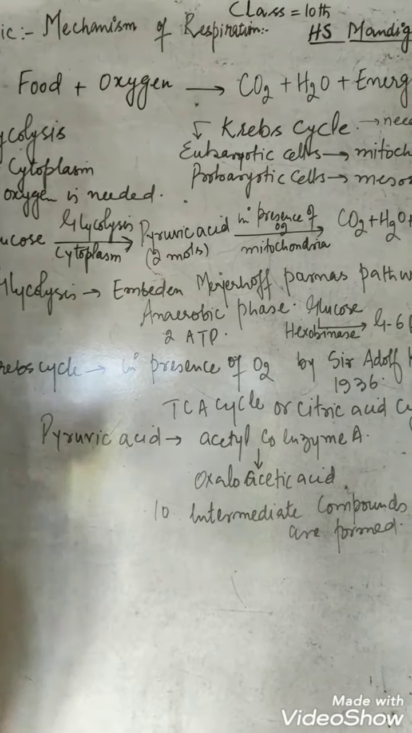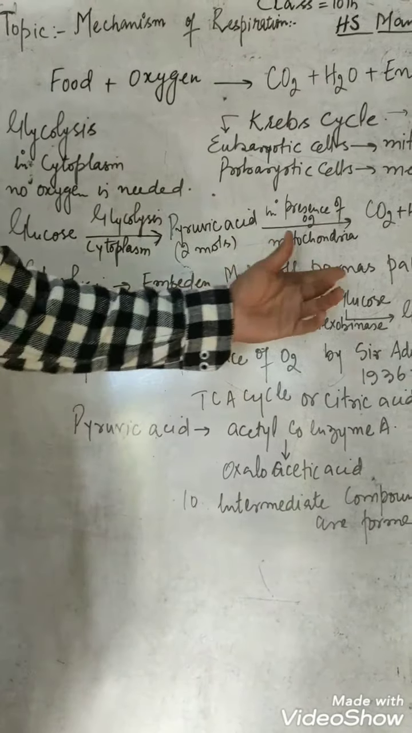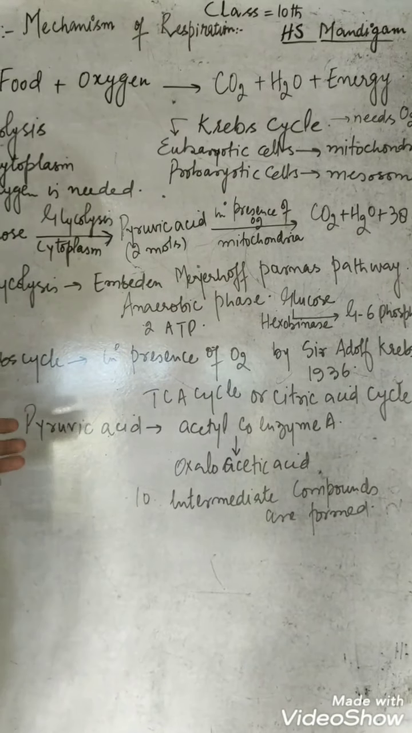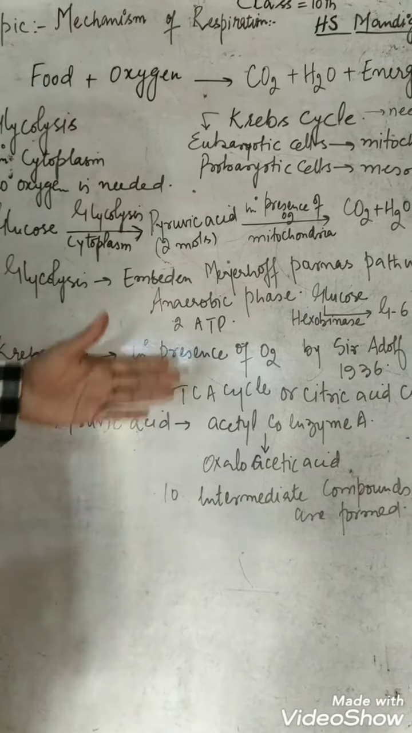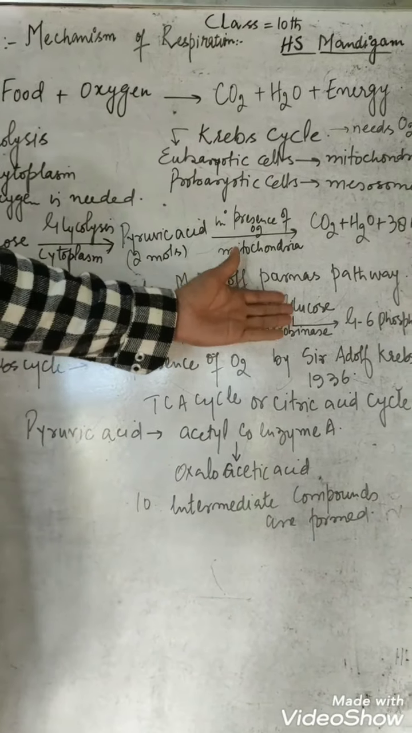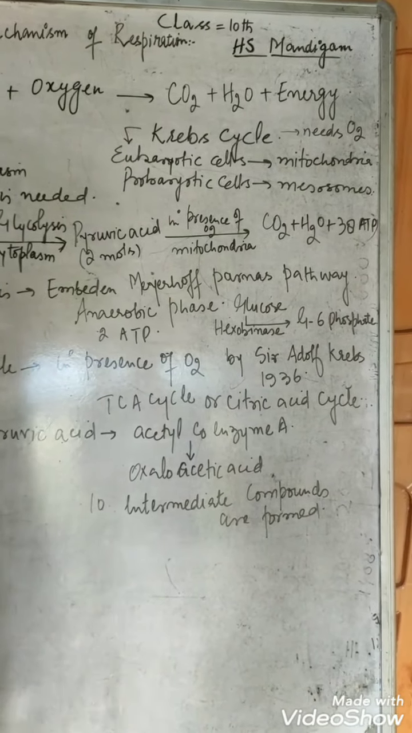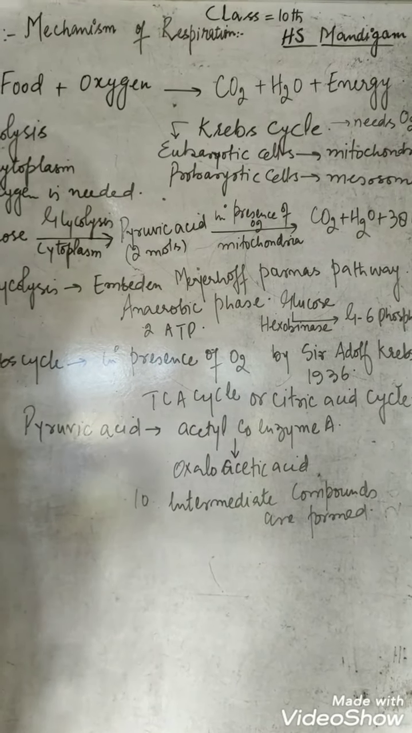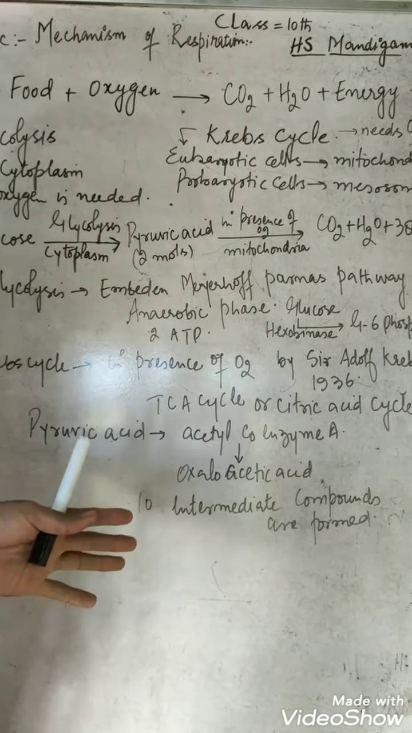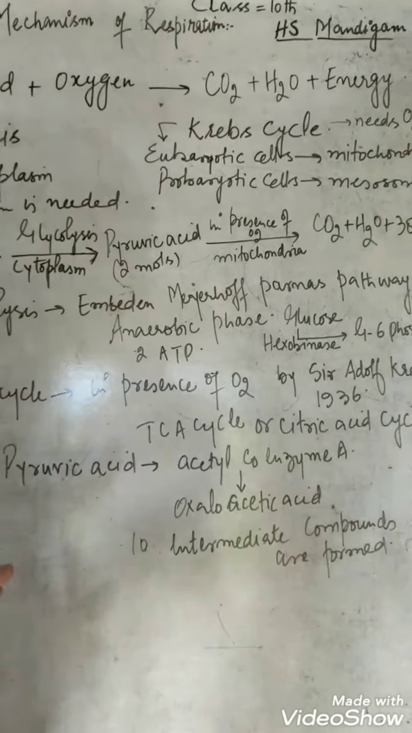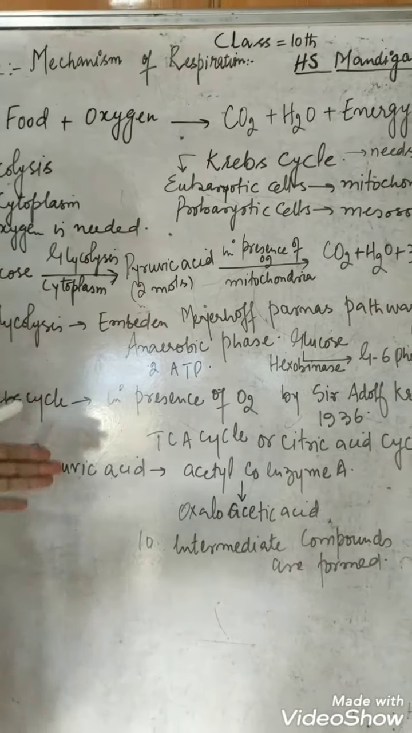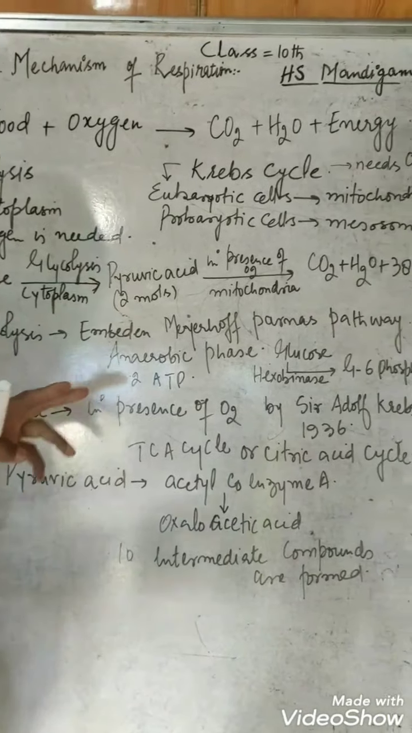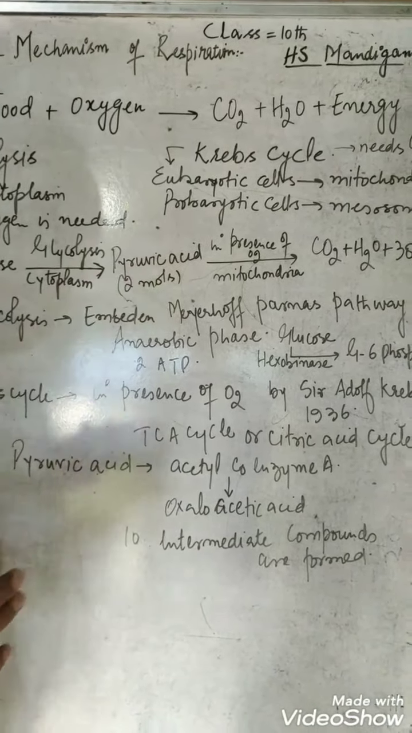So what happens in glycolysis? It's also called the Embden-Meyerhof-Parnas pathway. It is the anaerobic phase of the respiration. A lesser amount of energy is produced in glycolysis. First of all, the glucose is converted into glucose 6-phosphate by means of an enzyme called hexokinase. Then a series of reactions takes place, and with the help of enzymes, since it is a biochemical reaction, finally this glucose is broken down into two molecules of pyruvic acid.